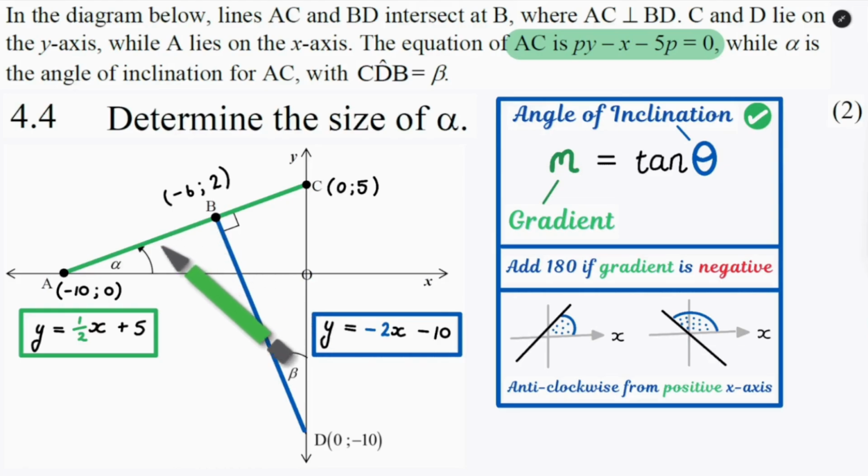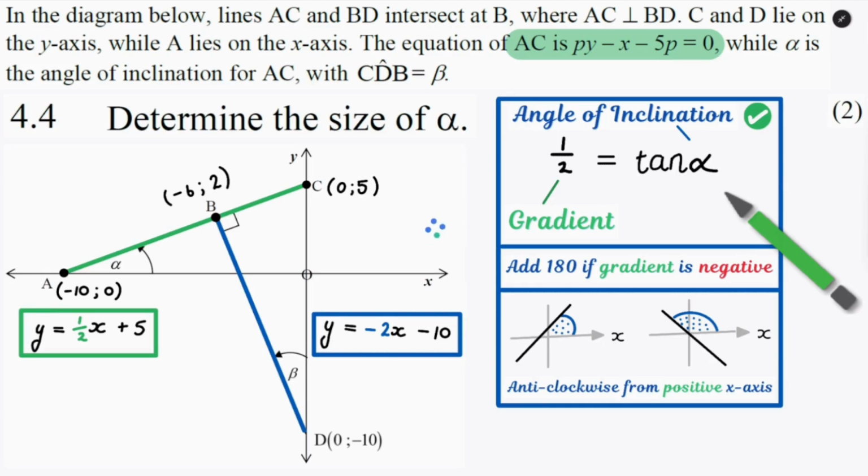So we can just put the gradient of the green line into this formula straight away, and solve for the angle of inclination, which is alpha. So let's make those changes. We're going to change the gradient to a half, and we're going to change the angle of inclination to alpha, because they've named it alpha.